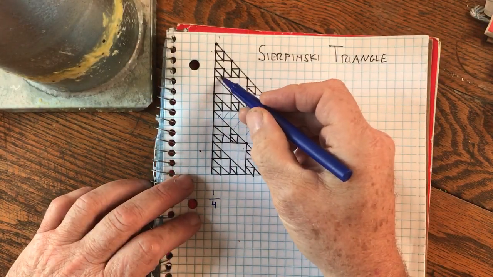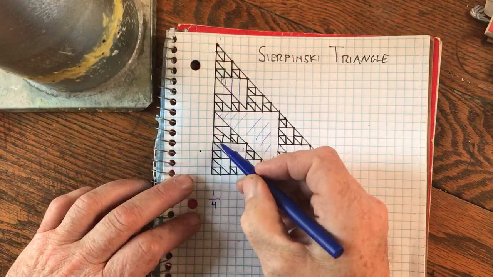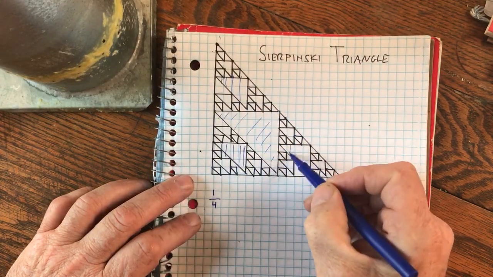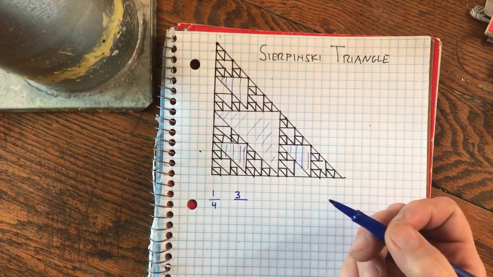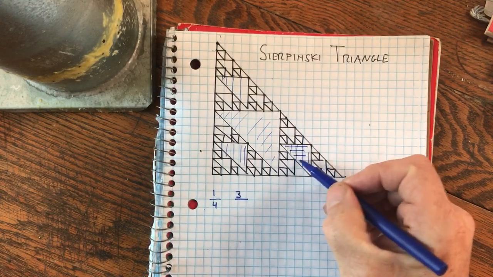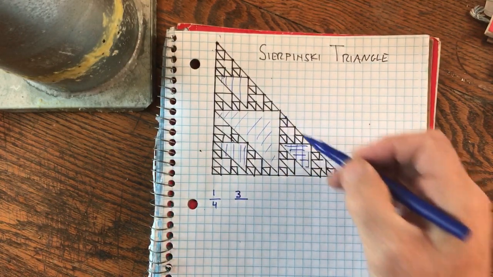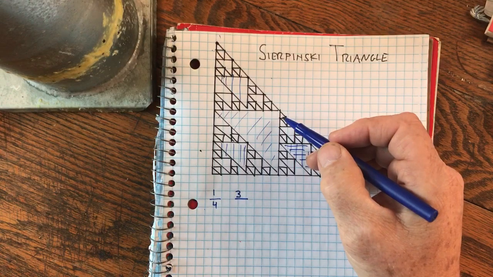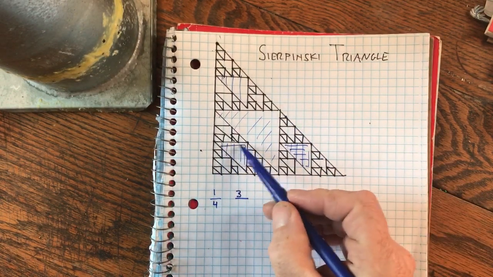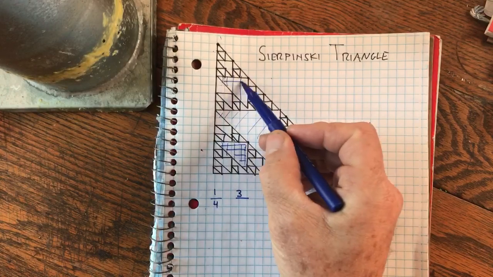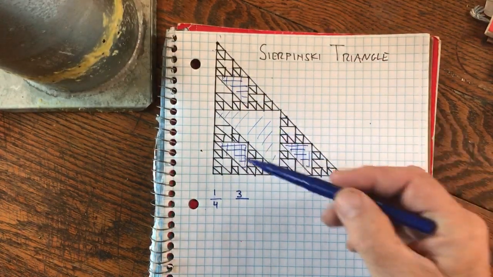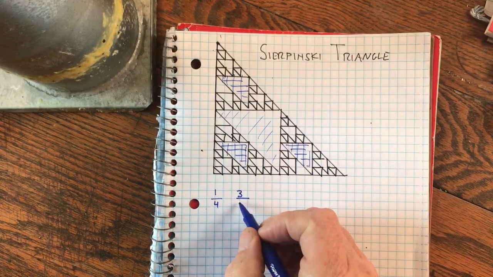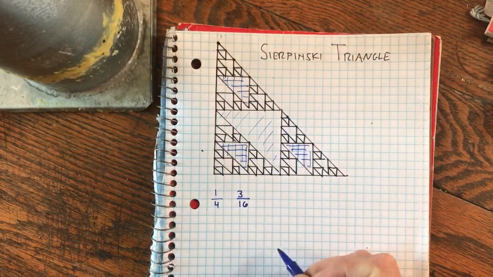The next 3 empty regions, all the same size, three of them, are each 1/4 of 1/4 of the original triangle, making each of the triangles this size one at a time 1/16 of the original triangle, 1/4 of 1/4. And there are 3 of them, so they have a total of 3/16 of the original triangle.